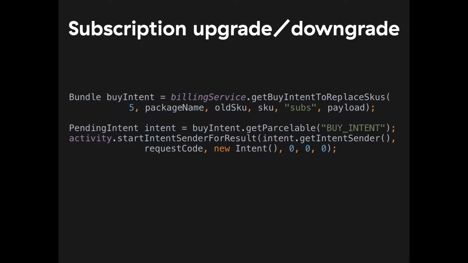In order to replace the current subscription with another one, you need to send Google a list, which can contain only one item or more, of current subscriptions that the user is active on, and you wish to replace with another subscription. Okay, so this is not a mistake. You should use API 5 for get buy intent to replace.